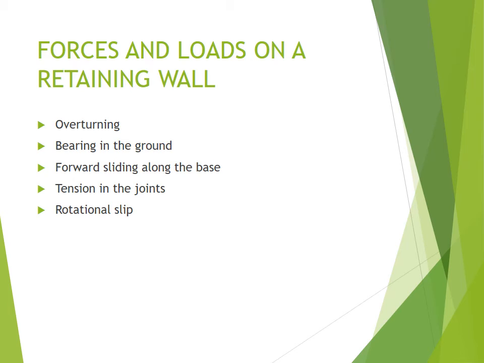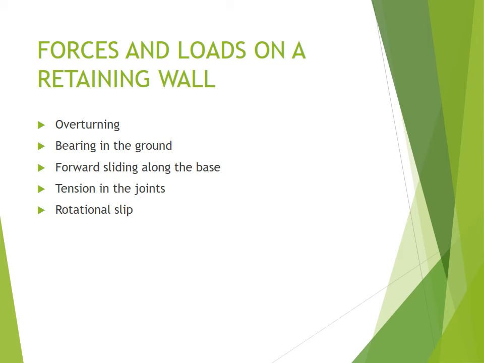On the bearing on the ground, we have both the downward weight of the wall and the overturning moment, which will set up a bearing pressure between the base of the wall and the ground upon which it rests. The maximum pressure will be at the toe, which tends to sink into the ground. Failure will occur if the applied pressure exceeds the ultimate bearing capacity of the soil.